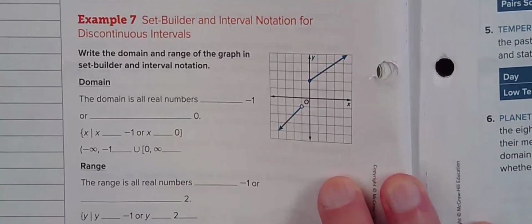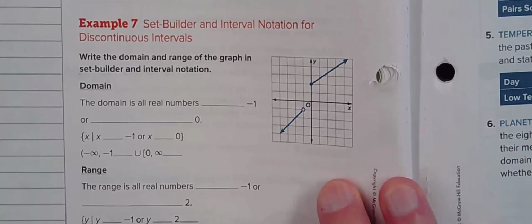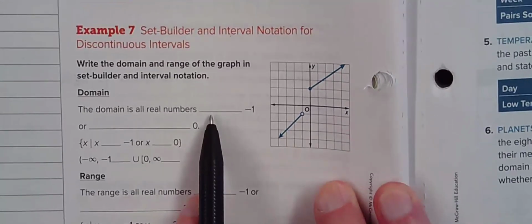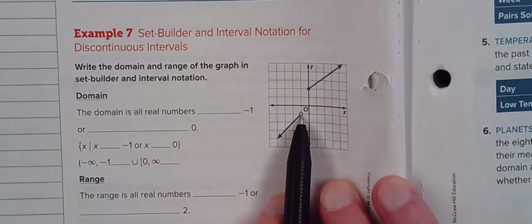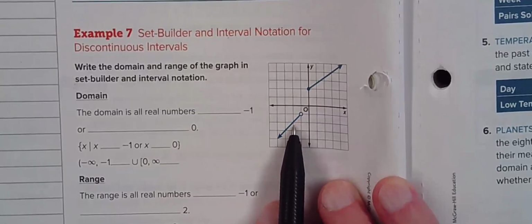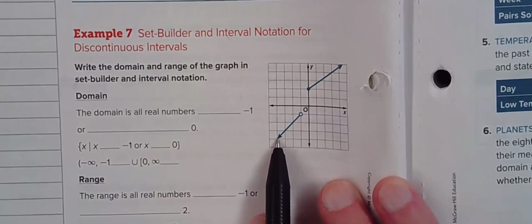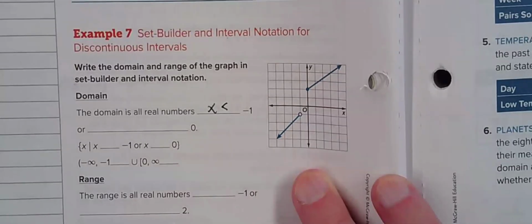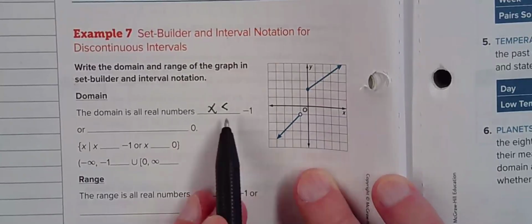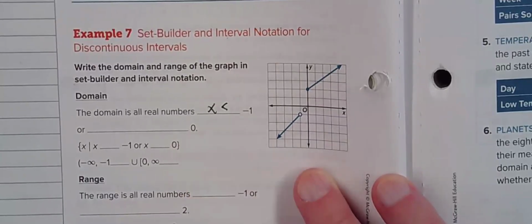All right. The domain is all real numbers in relation to -1. So take a look here. There's -1. It's an open circle, and it's everything less than or greater than from this point here. Less than. So we're going to say x is less than -1. Are we including -1? Yeah, it's an open circle, so we do not include it. So we're not going to put the or equal to underneath it.